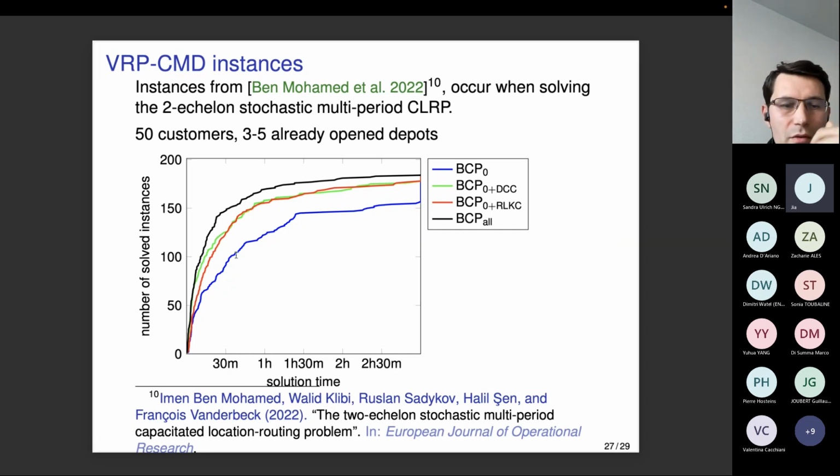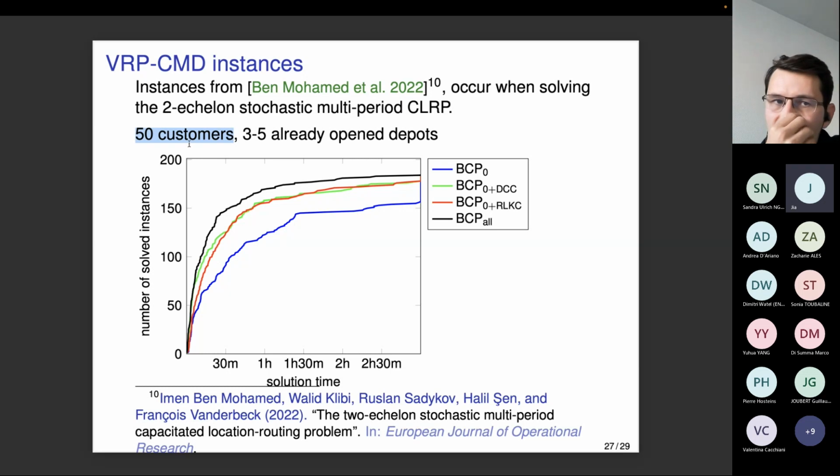And you can see also here that the impact of the ROD load knapsack cuts is quite noticeable, and we can solve a significantly larger number of instances in this case. And I also want to underline that these instances are quite small.